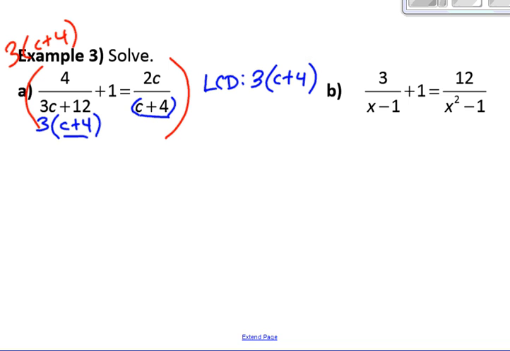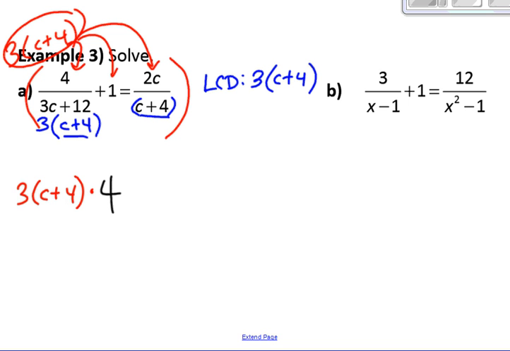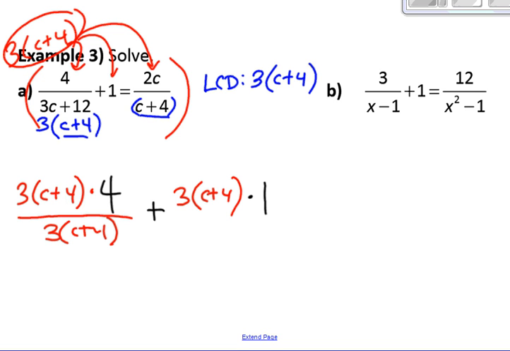Okay, now if you need to write this out, I'm going to write this one out so you can see what happens. What that means is I'm going to take that 3 times c plus 4 and distribute it to everything. So I have 3 times c plus 4 times 4. That's the first term, and that first term is being divided by 3 times c plus 4. Then plus the 1 gets multiplied by 3 times c plus 4. And then finally, we have the 2c multiplied by 3 times c plus 4.